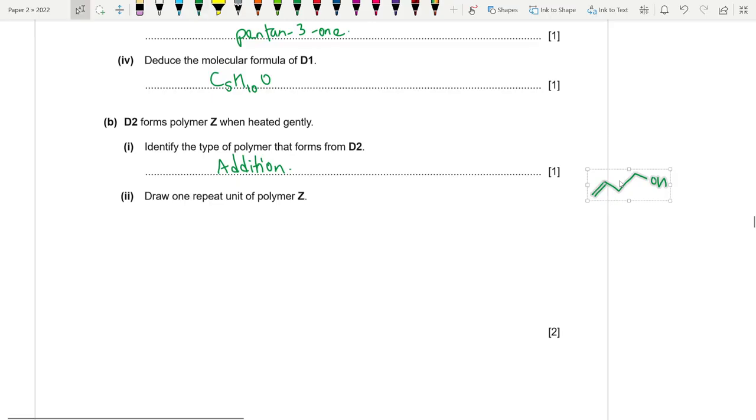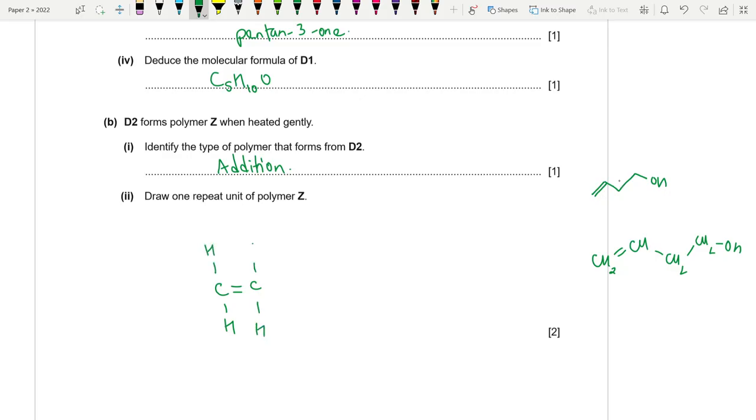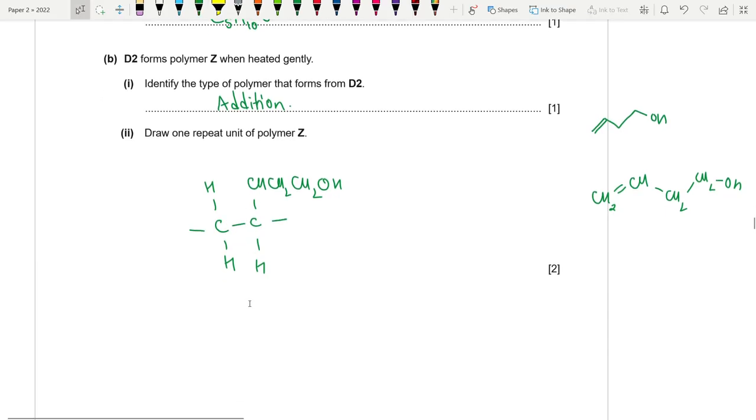So let's draw one repeat unit. This is essentially CH2, CH, CH2, CH2OH, right? This is the compound. So if we draw the double bond first, just draw this double bond over here. Now there's going to be two H's down here, and one H over here, and over here it's going to be CH, CH2, CH2, OH. And if you just remove the double bond and open up the bonds on both sides, here you go. That's one repeat unit.